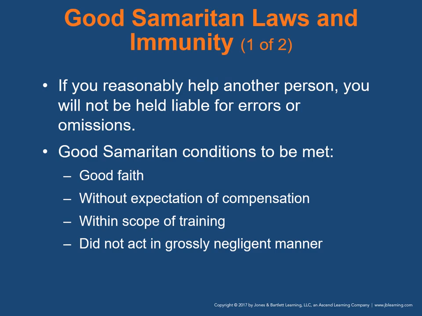Good Samaritan laws and immunity. Good Samaritan laws are based on the common law principle that when you reasonably help another person, you should not be held liable for errors or omissions that are made in giving care. To be protected by the provisions of Good Samaritan law, several conditions must generally be met. You acted in good faith in rendering care. You rendered care without expectation of compensation. You acted within the scope of your training, and you did not act in a grossly negligent manner.